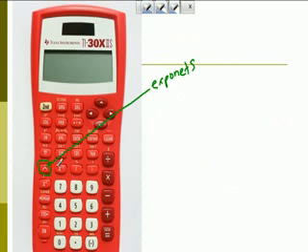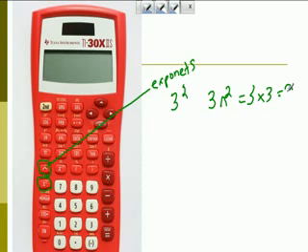Now you can either use this caret key or the x squared key. I always tend to use the caret key because you can use that for any exponent. The x squared key you can only use for squared numbers. So 3 squared, you would hit 3 caret 2 equals, which equals 3 times 3, remember, which equals 9.